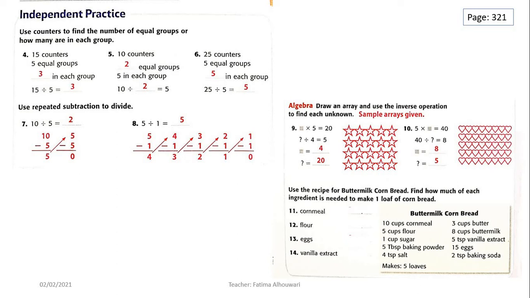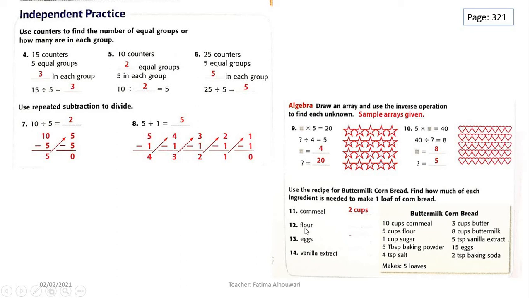What do you think, grade 3? If we have to use 10 cups of cornmeal to make 5 loaves, so how many cups of cornmeal do we have to use to make 1 loaf? What do you think? The total is 10. The number of groups are 5, so 10 divided by 5 equals 2 cups. Excellent, grade 3. We have to use 2 cups of cornmeal to make 1 loaf.